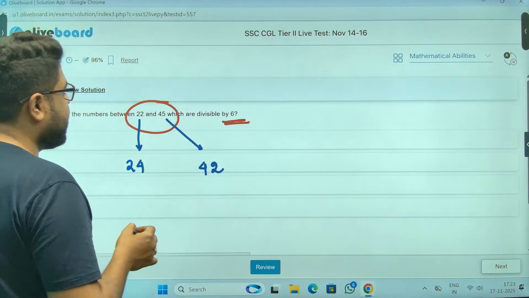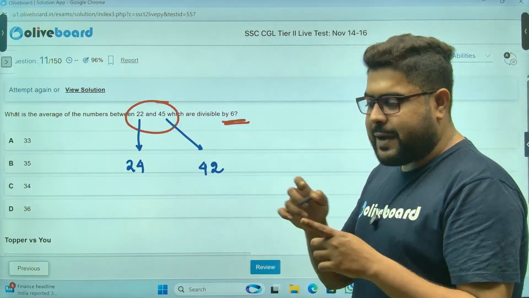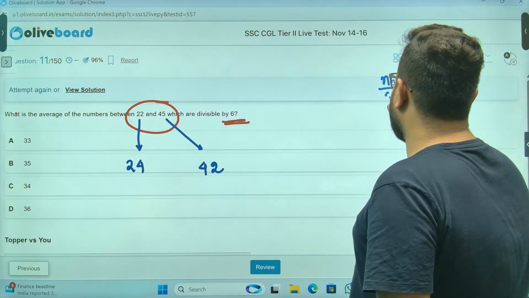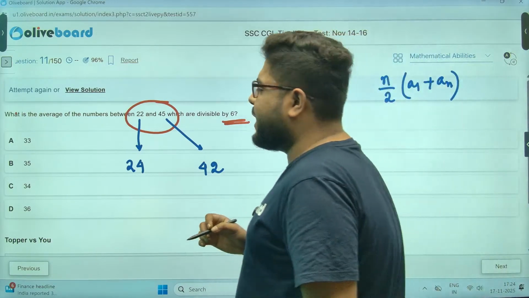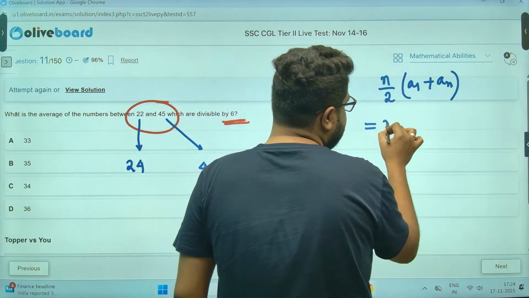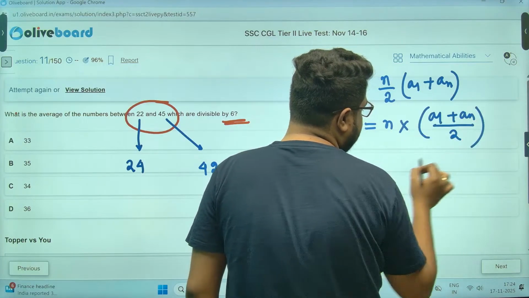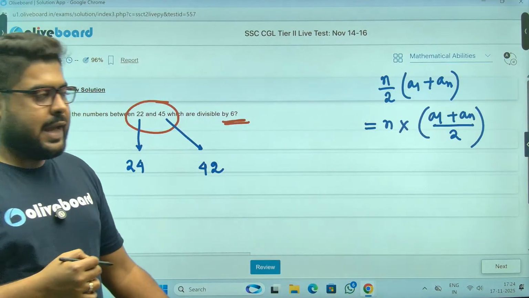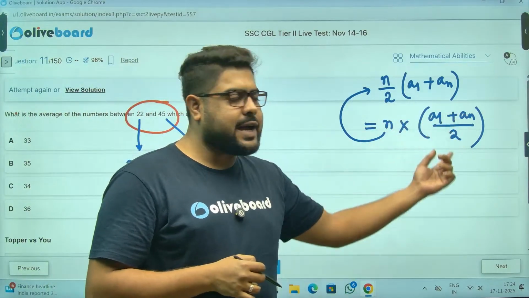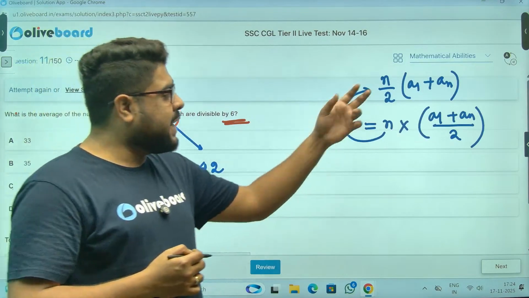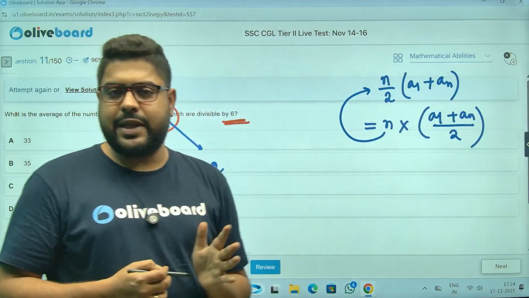Right? So in an AP, sir, in an AP, how do you find the average? Sir, when I gave you the formula for figuring out the sum, n by 2 into a1 plus an. You remember I have shown in my batches, I've shown you the proof. This is nothing but n into average. So average is first plus last by 2 always. Or again, you can do second plus second last by 2. Anything you do, AP average will always remain the same.